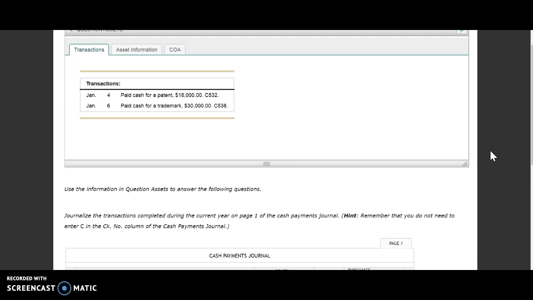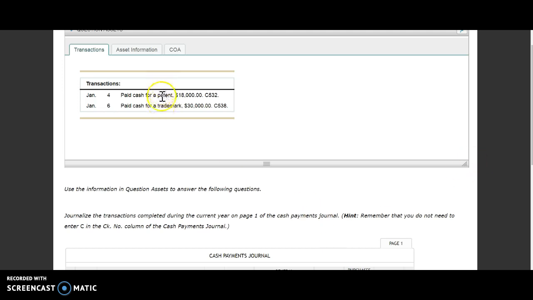Use the information in question assets to answer the following questions. Journalize the transactions completed during the current year on page 1 of the cash payments journal. It does give us a hint. Remember that you do not need to enter C in the check number column of the cash payments journal.